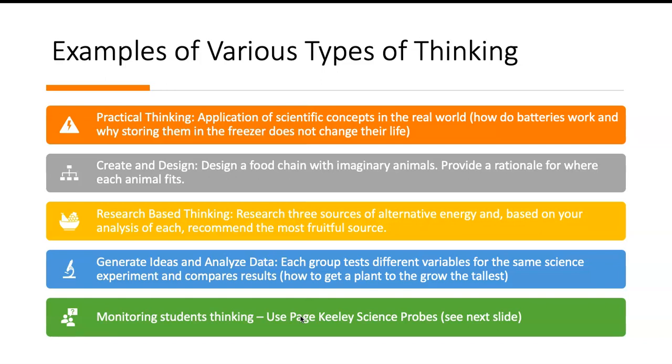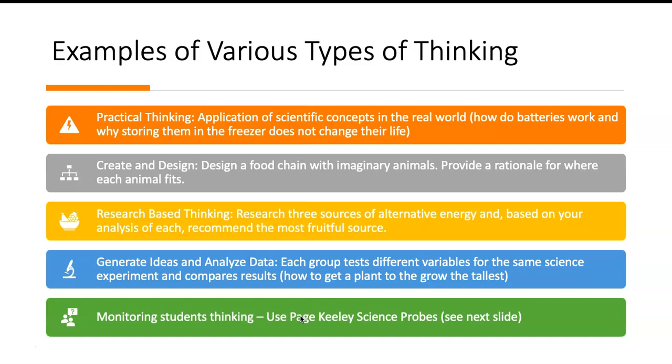So examples of various types of thinking. You have practical thinking. This is the application of a scientific concept in the real world. So how do batteries work and why storing them in the freezer does not change their shelf life. You can create and design a food chain with imaginary animals and provide a rationale for where each animal fits. How cool would that be for ecology?